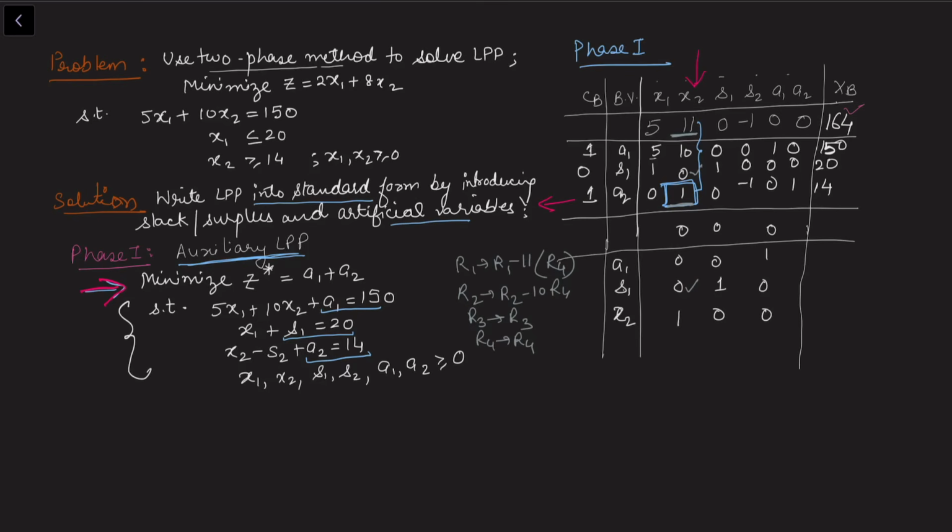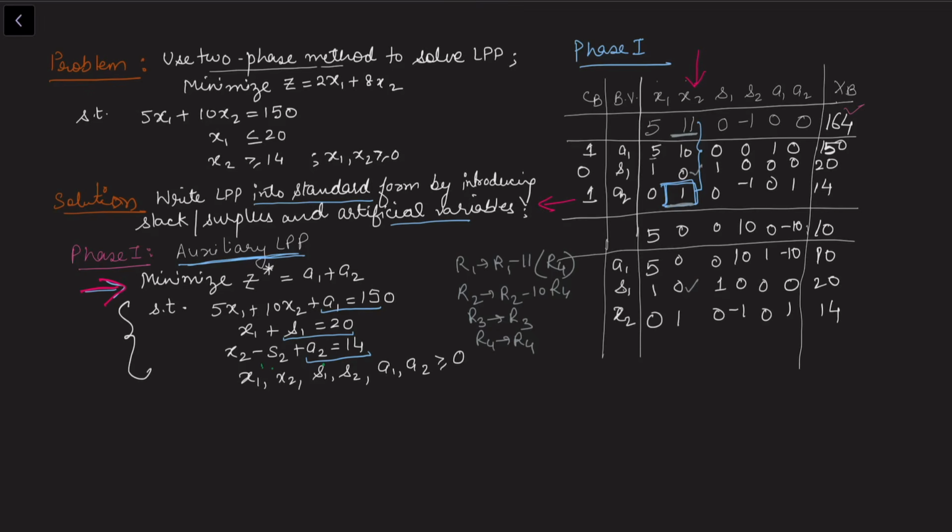Keeping these rows fixed, I get these entries in the next table: 5, 5, 1, 0. Then corresponding to S2, we have 10, 10, 0, minus 1, and this is minus 10, minus 10, 0, 1. And in the last column, we got 10, 10, 20 and 14.